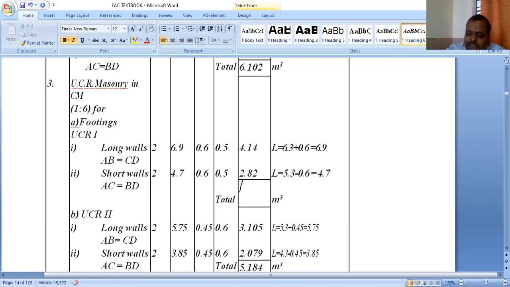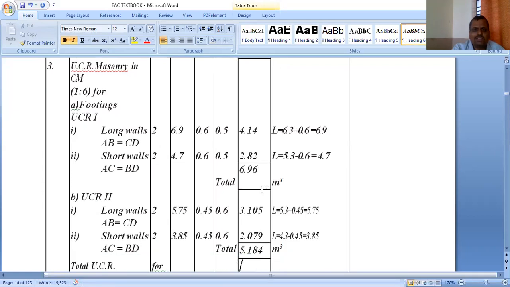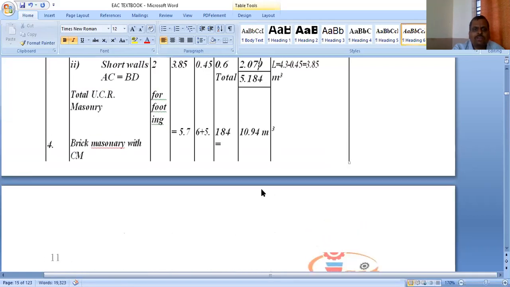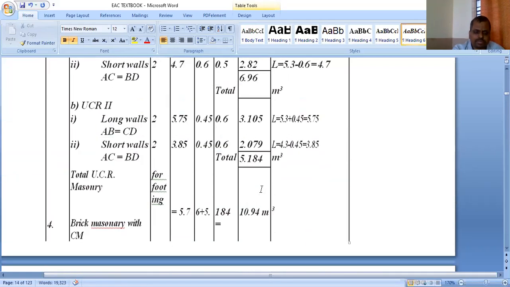It will be 6.96 cubic meter total. How much will it be? 6.96 cubic meter. In the same way, we have to again work out for the UCR step 2, where it will be 6.3 and here it will be 5.3. These are the center to center distances.